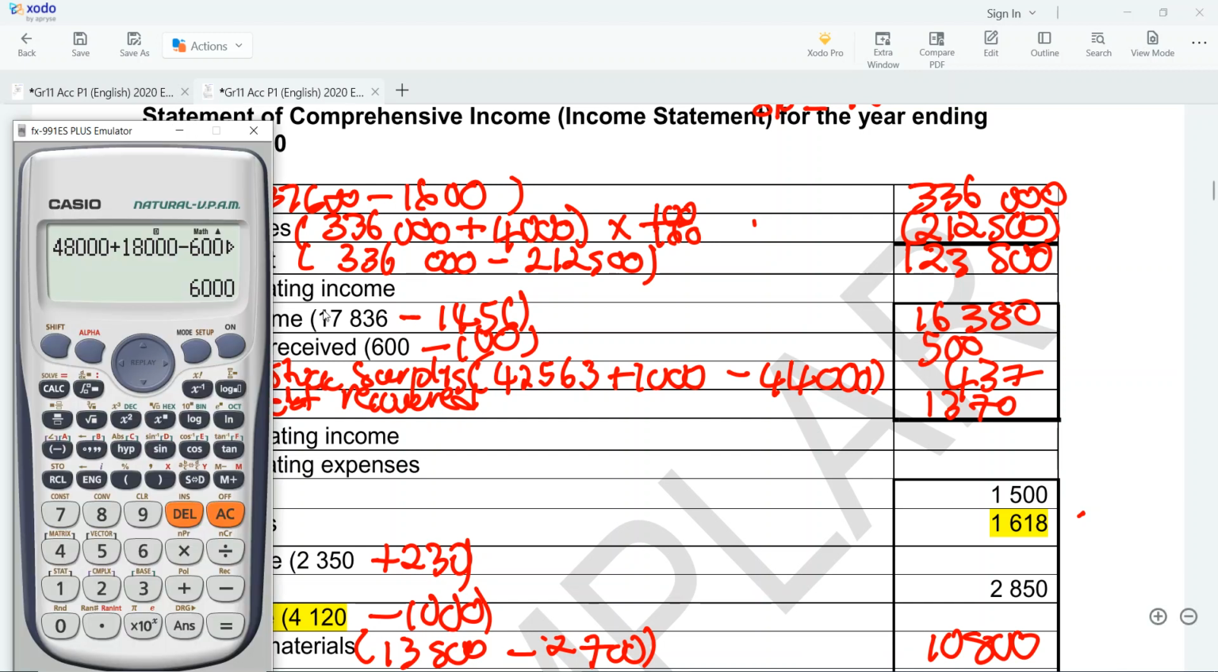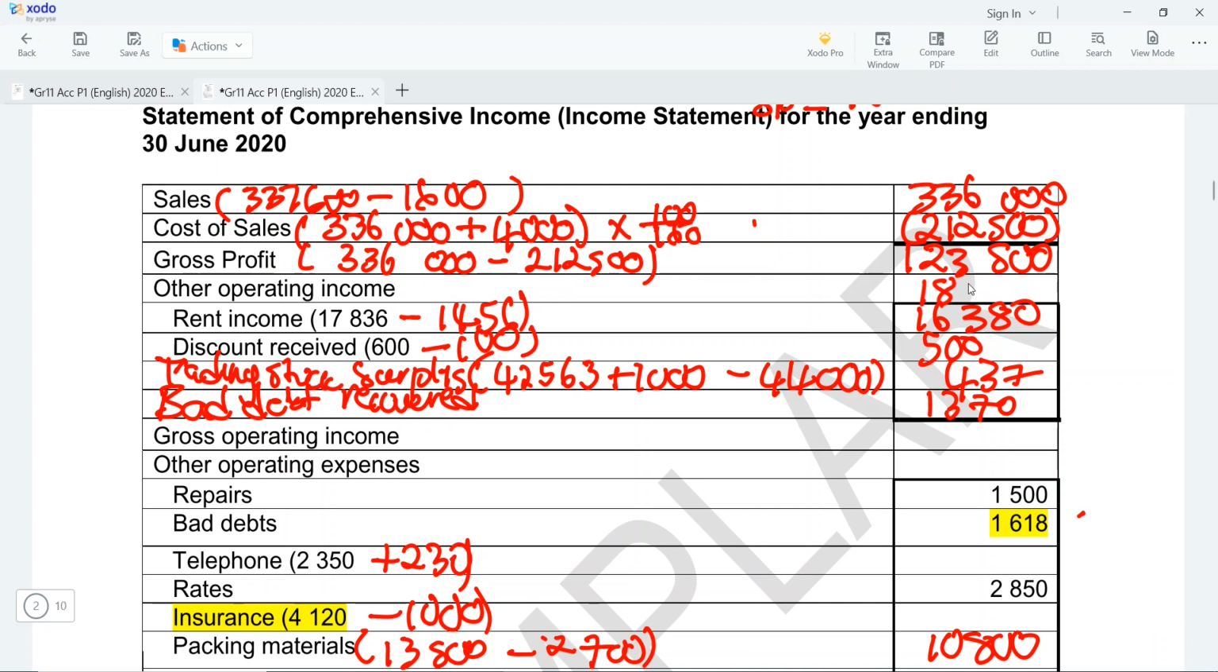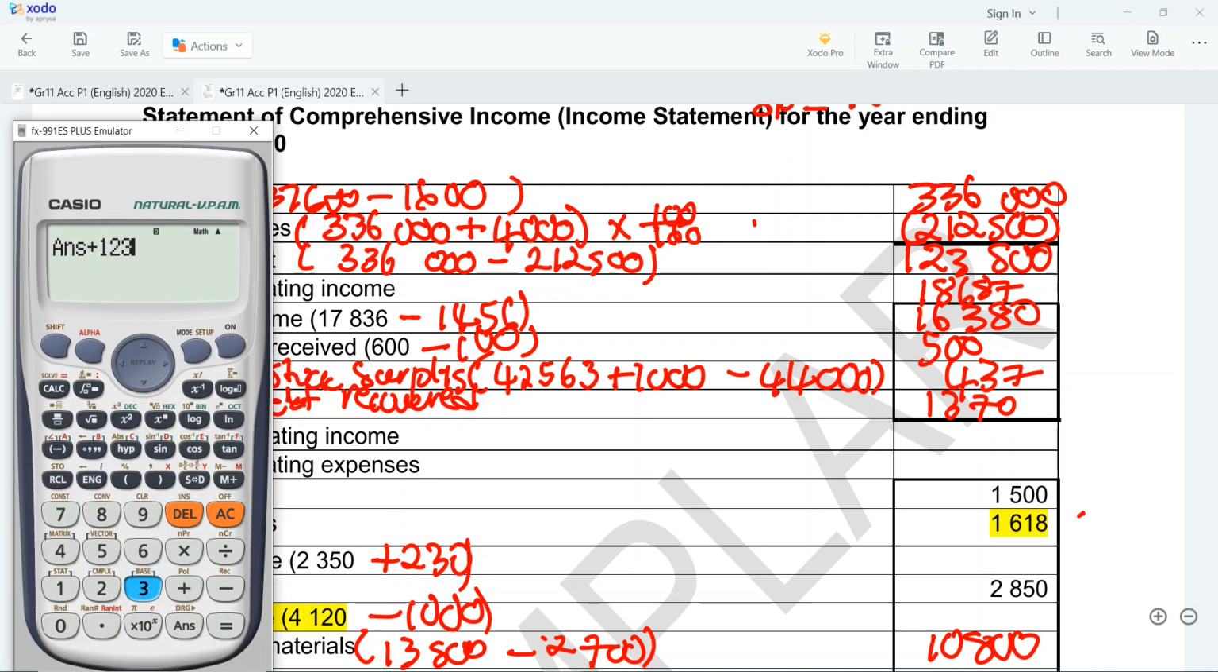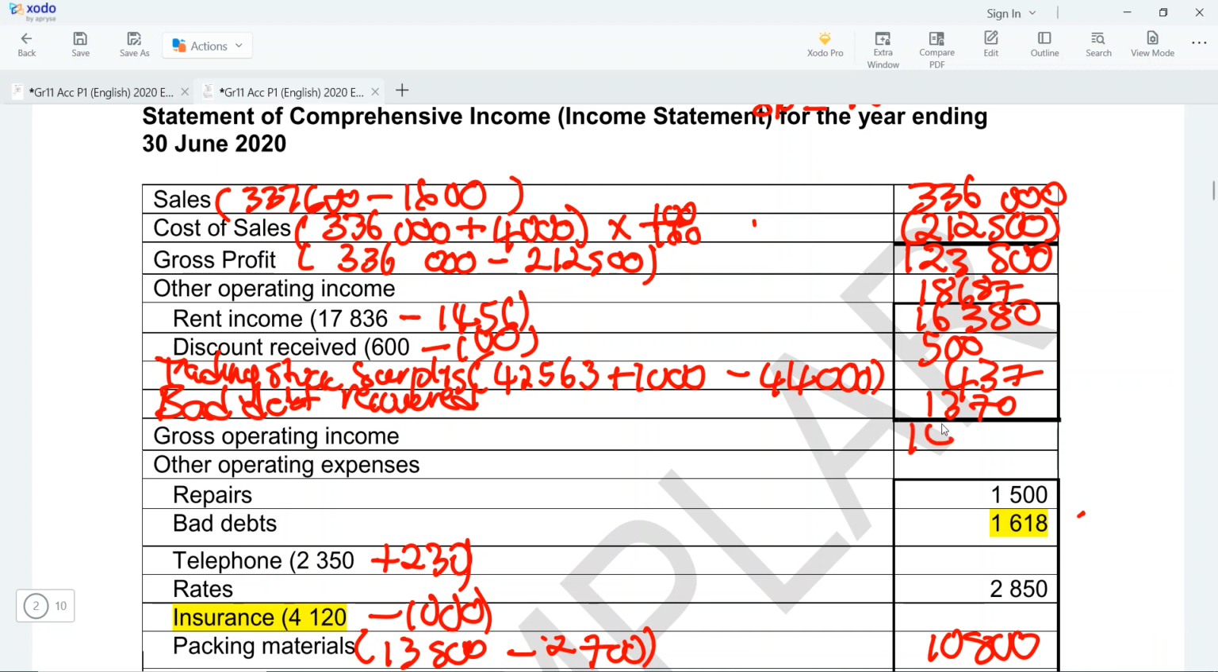So remember, 16,380 plus 500 plus 437 and also plus 1,370 will give us 18,687. So we'd have 18,687. So this answer that we are getting here, if we add it to our 123,500, it will give us our gross operating income of 142,187. But please remember to verify your calculations. Let's do it again.